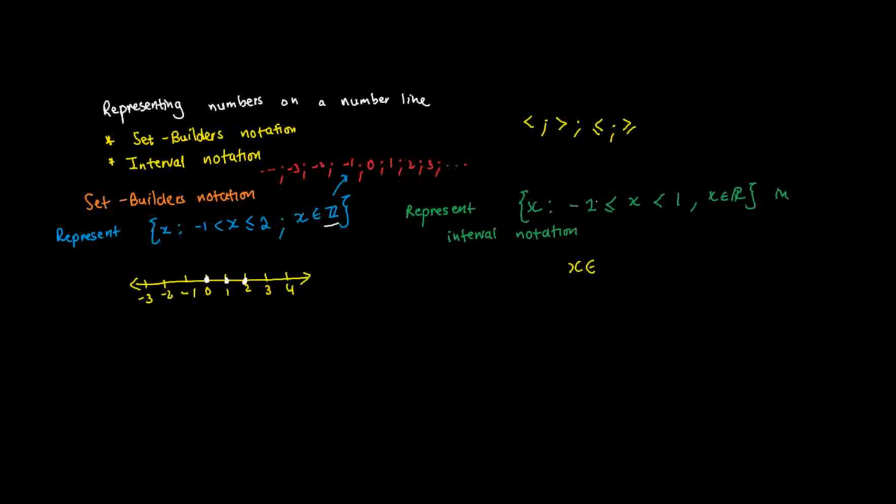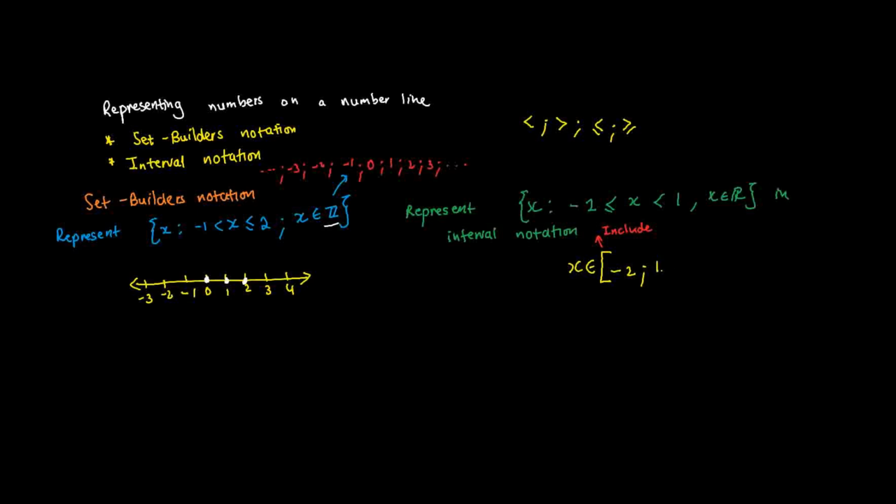So first things first, x is an element of, do we include the negative 2? Yes. So since we include negative 2, we use square brackets. Square brackets means that we include the amount. So we include negative 2. So x lies between, including negative 2 to positive 1.